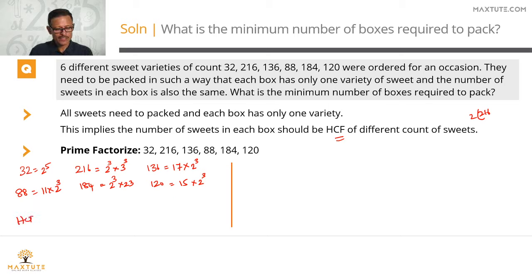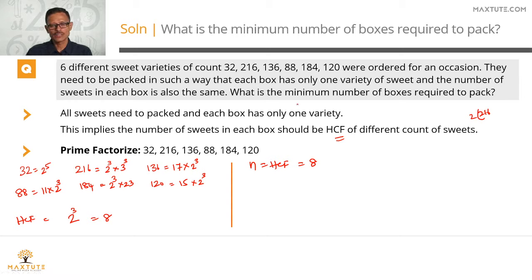HCF is the product of the common primes. What are all the common primes? There is a 2 here, 2 here, 2, 2, 2. 2 is the only common prime among all of these numbers. 2 power 5, 2 cube, 2 cube, 2 cube, 2 cube, 2 cube. The lowest power of 2 among these numbers is 3. So 2 cube is the HCF, 8 is the HCF. What did we say HCF was? n is equal to the HCF of all of these numbers, which works out to 8. So in each box, we're going to be packing 8 sweets.